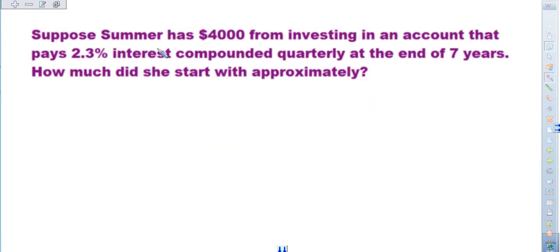So, suppose someone has $4,000 from investing in an account that pays 2.3% and is compounded quarterly. Quarterly means it's 4 times a year. At the end of 7 years, how much did she start with or initially have? So we're looking for the principal here.